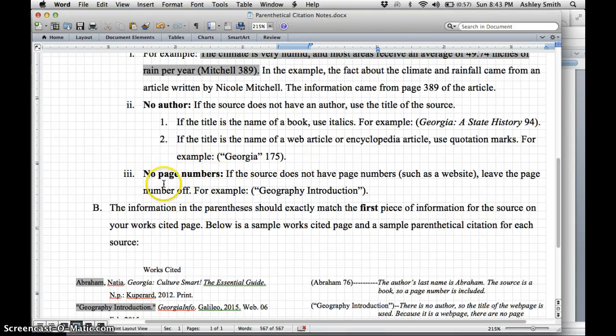What if you don't have page numbers? If you're using a website, most of the time you're not going to have page numbers, right? Because you're just scrolling down and there's no pages to turn. If the source does not have page numbers, leave the page number off. Okay, we just drop it. For example, if Geography Introduction is the title of a website that I used, then I put that information in quotation marks because that's the title of the article, and I don't have a page number because there are no page numbers to be found.